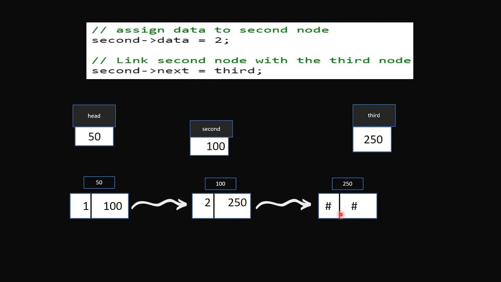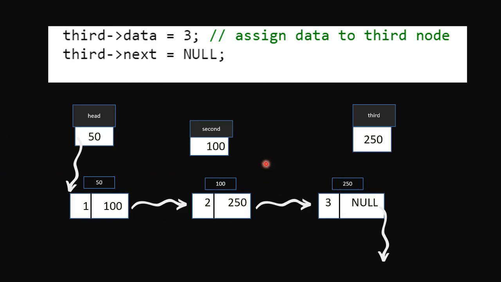Now we just want to update the third node. So third node data has been updated as 3, as you can see, third arrow data, and for third arrow next we need to point it to null, because this shows that the linked list has finished. Do note here that head is pointing to the first node. The head node is important for us, that's why I have shown an arrow. The second node and third node, after this program, we do not need.